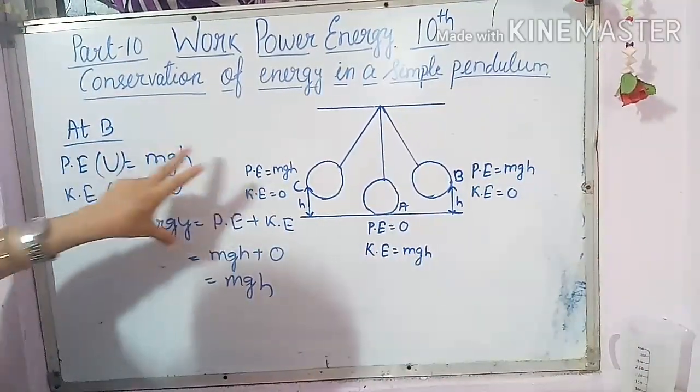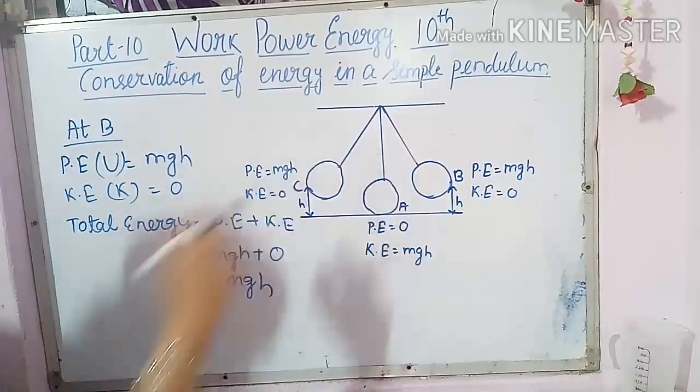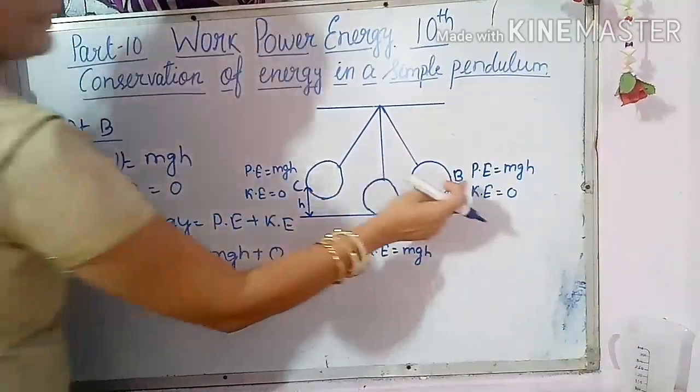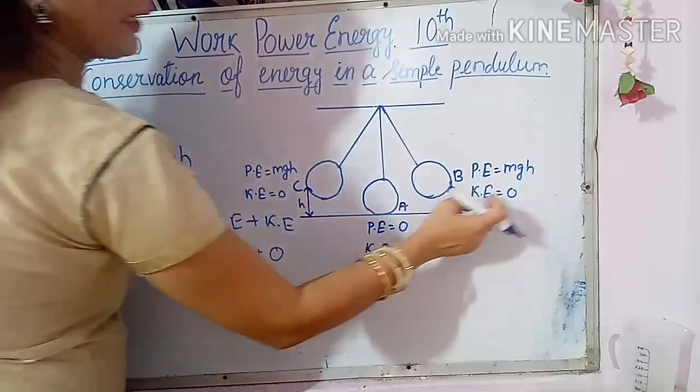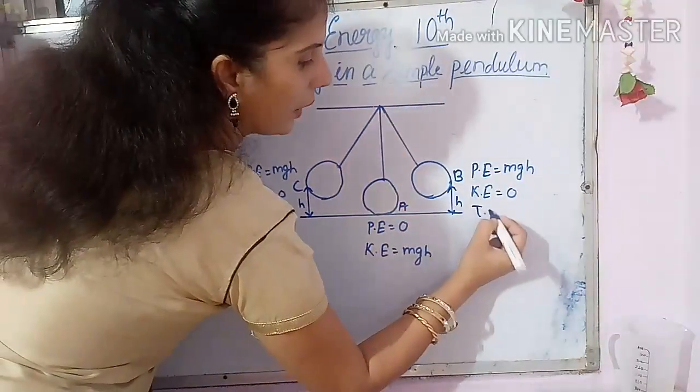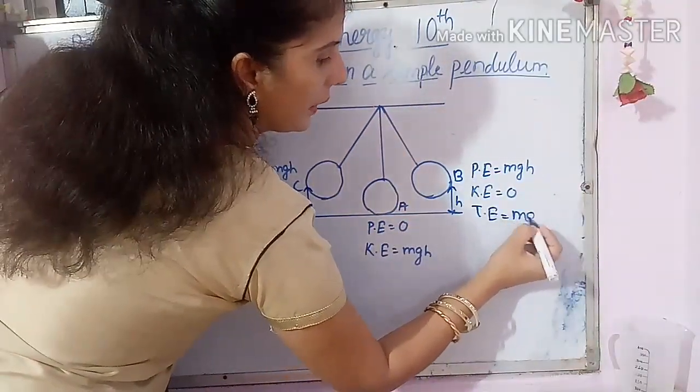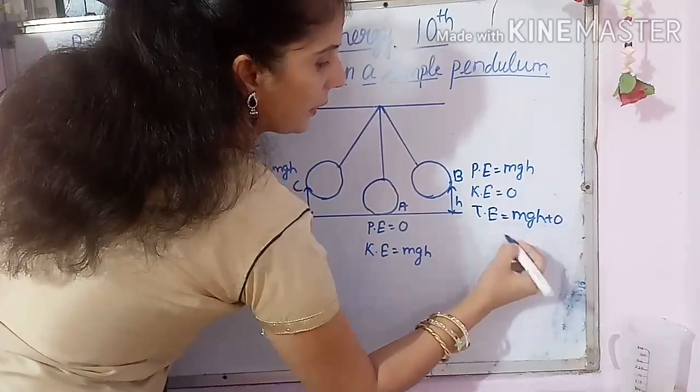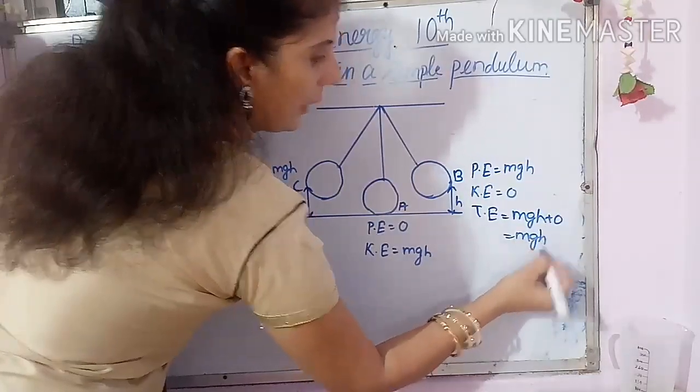Suppose in a short question it is asked, you can draw the diagram and directly write PE equal to mgh, KE equal to 0. Here the total energy equals mgh plus 0, that is mgh. You can write it like this also.